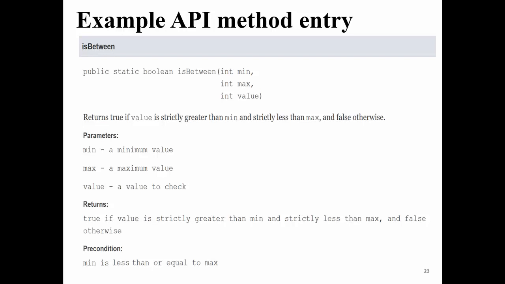You send a minimum greater than the maximum. You will receive unexpected behavior. So for you, as a user of this method, you have to read the API and make sure you follow the preconditions before you are using this method. Otherwise, you will receive unexpected behavior.